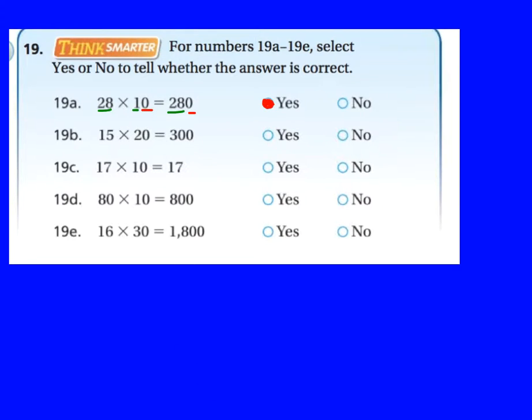Okay, next problem. Is 15 times 20 300? Well, 15 times 2, hopefully you know that's 30. If not, you might need to do a little bit of multiplication on the side. So 15 times 2 is 30. And how many zeros will I add? 1 zero. So yes. Go ahead and solve number 19C, 19D, and 19E on your own. Make sure you write your answers on your paper. Go ahead and pause now.